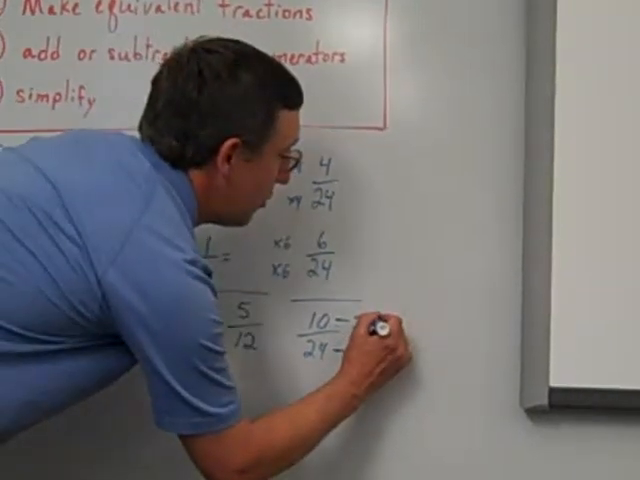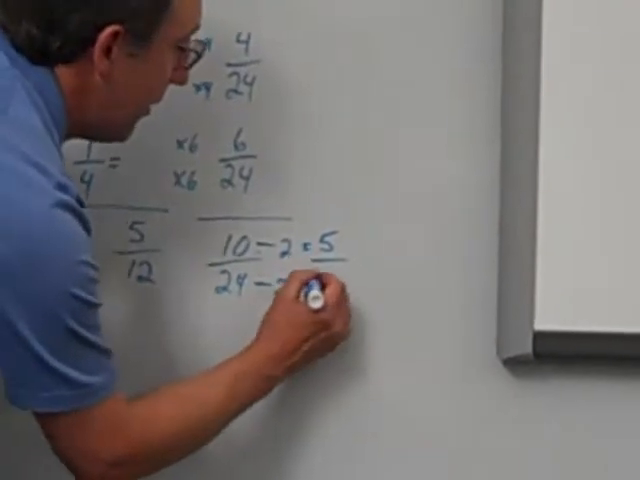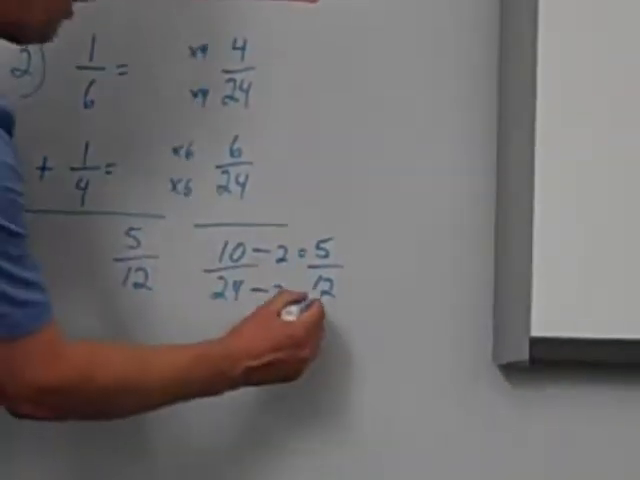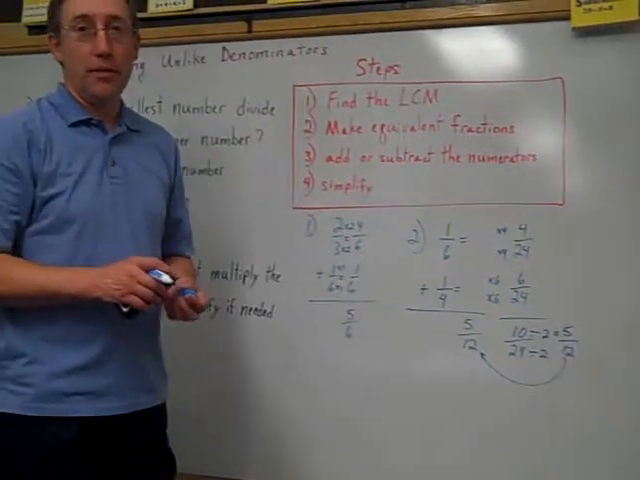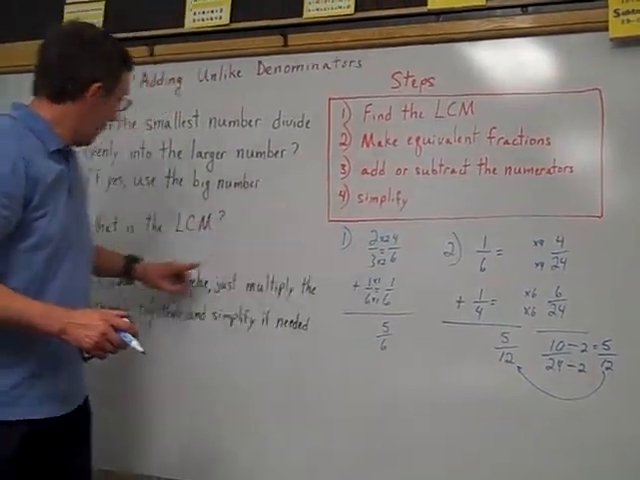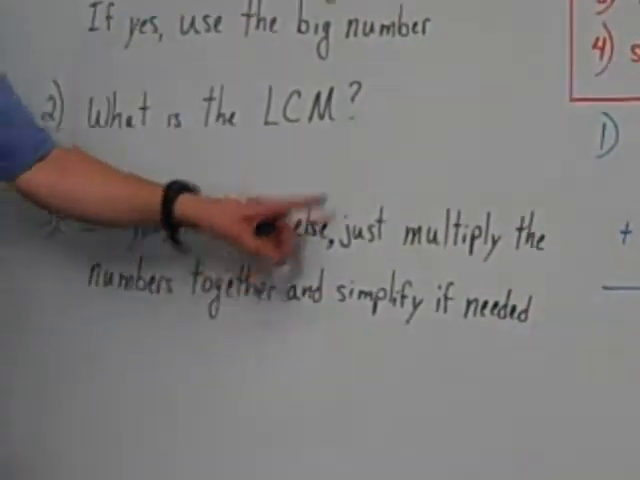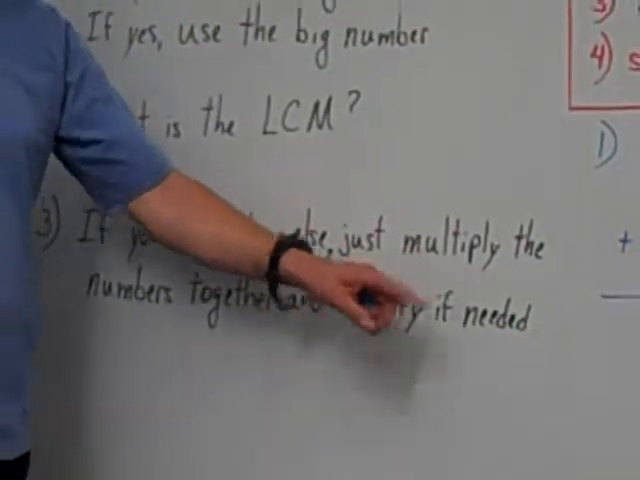10 divided by 2 equals 5. 24 divided by 2 equals 12. Look at that. It's the same number I had originally. So, let's go back to rule number 3. If you see nothing else, just multiply the numbers together and simplify if needed.